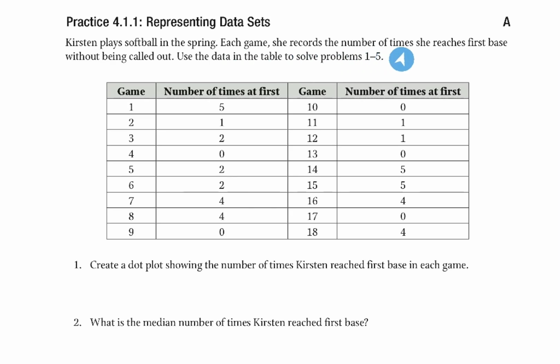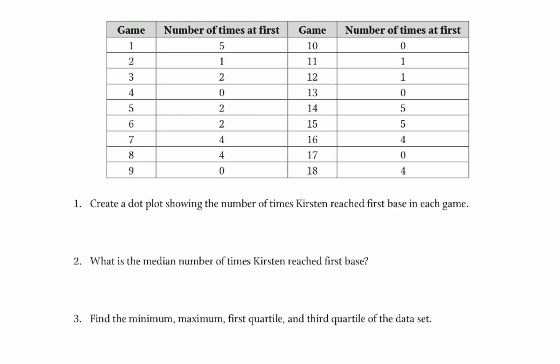So, Kirsten plays softball in the spring. Each game she records the number of times she reaches first base without being called out. Use the data in a table to solve problems 1 through 5. So, she would have 18 games and tells us the number of times at first.